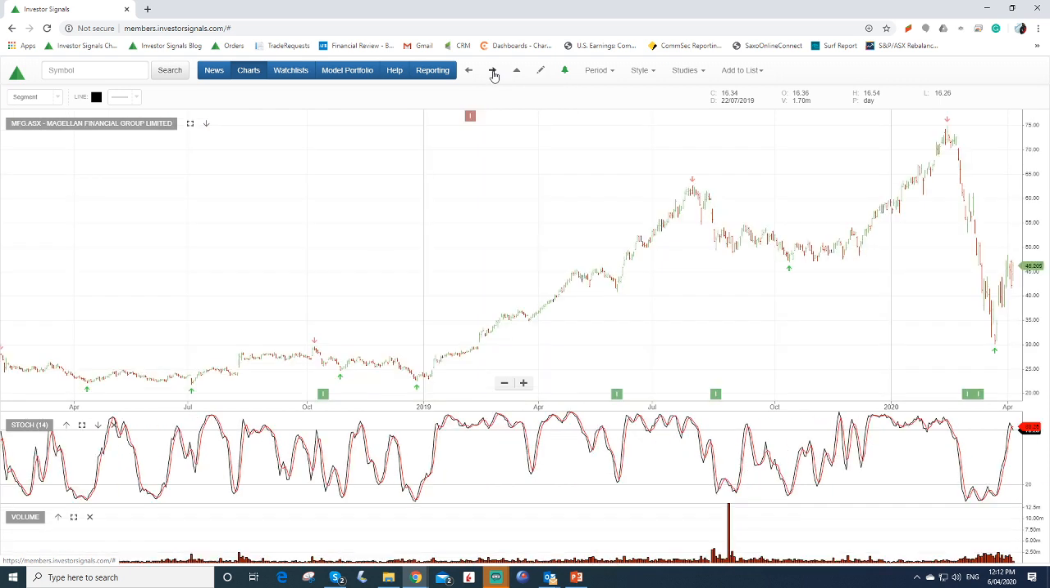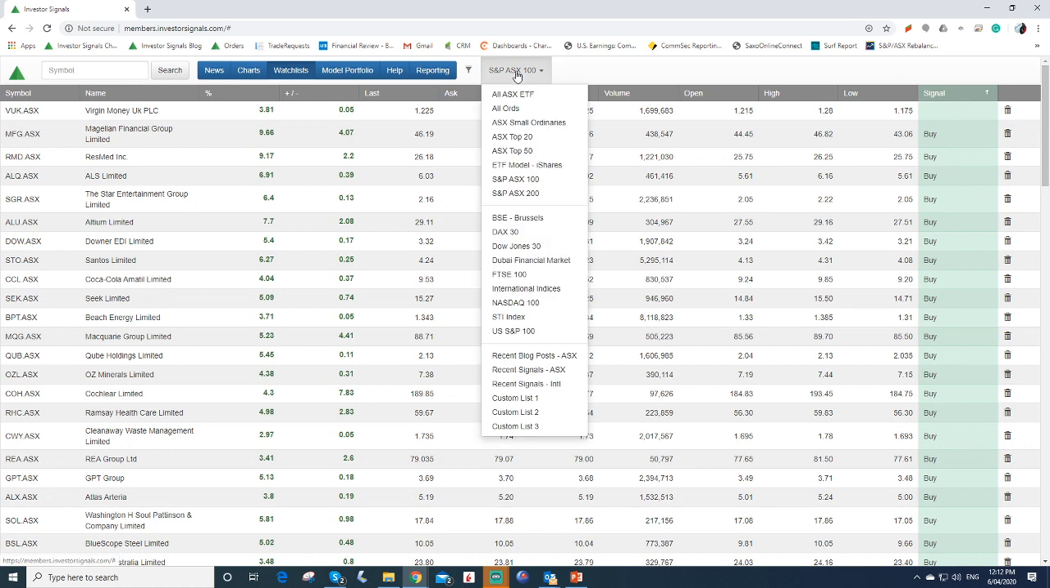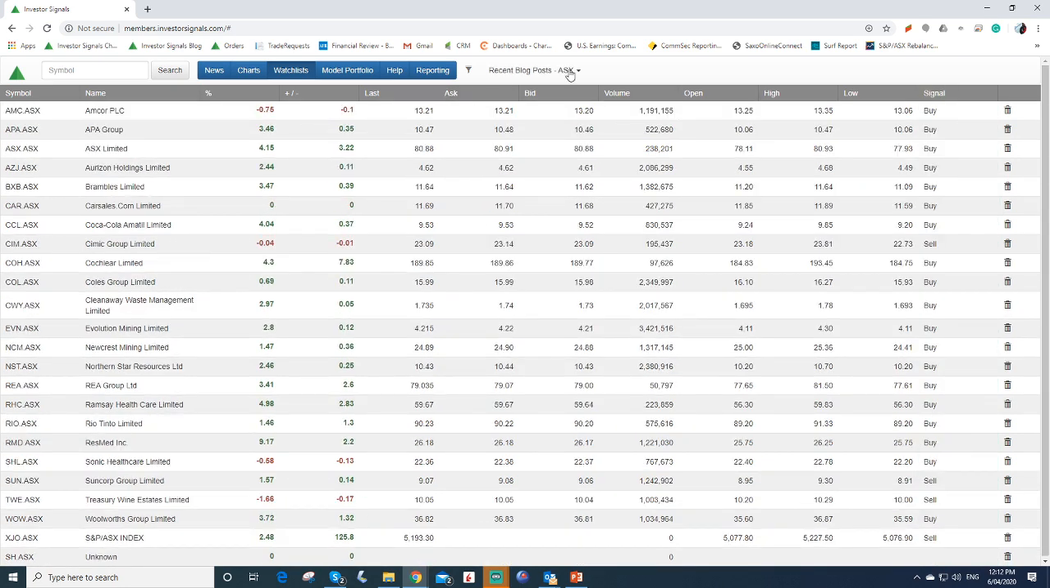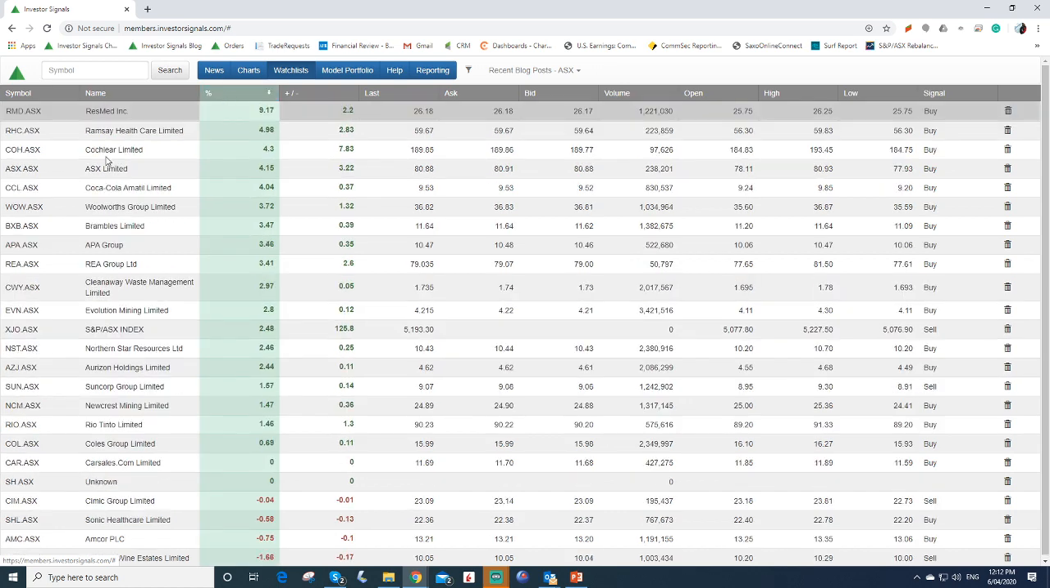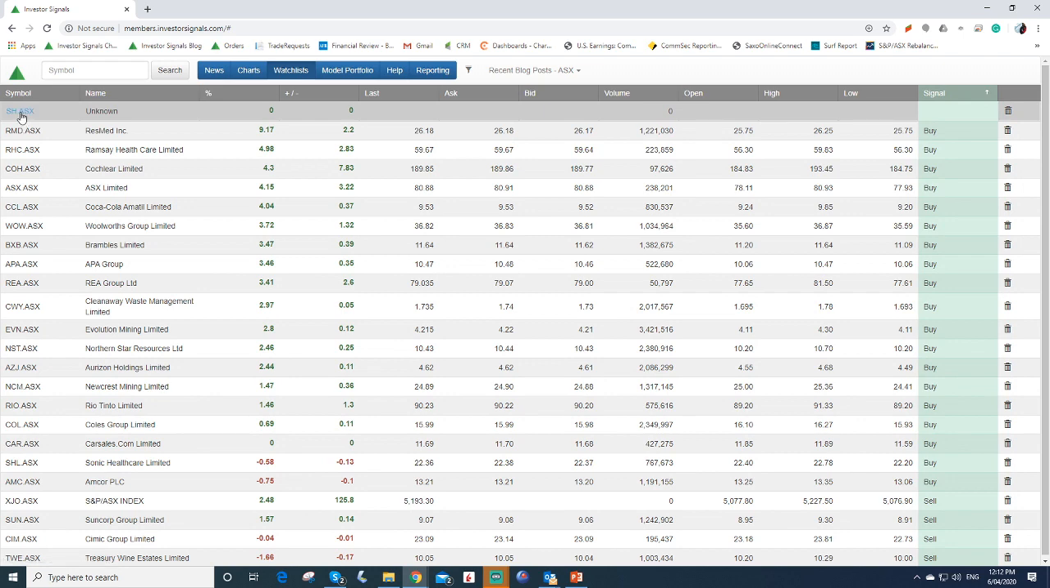And there we are, back to Magellan. So what I want to do next is go through these blog posts. So coming into the watch list, selecting recent blog posts ASX. This stores the blog post for the last 30 days. So again, we'll organize them in percentage gain, put them in buy order, and let's just move through these.